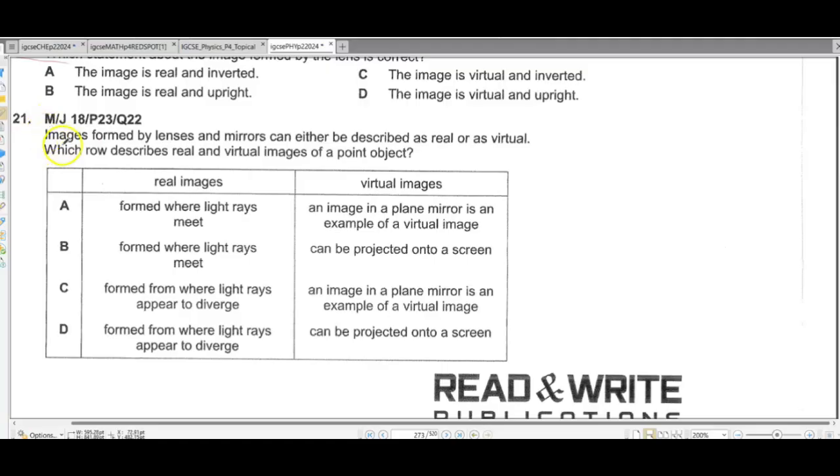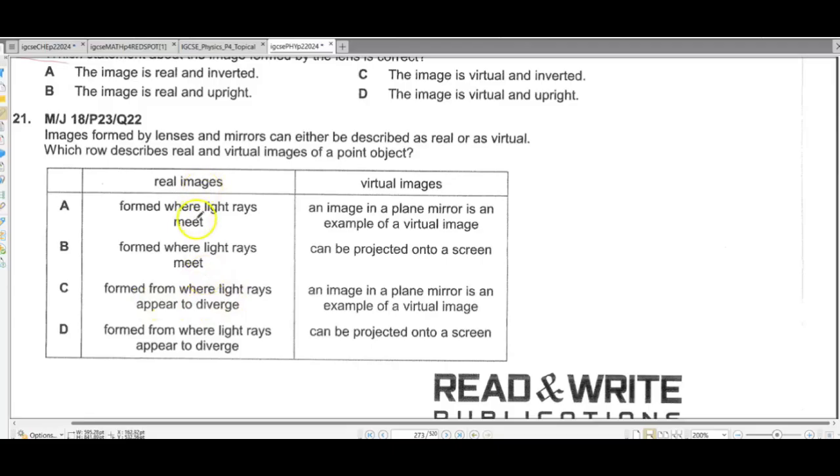Question number 21. Images formed by lenses and mirrors can either be described as real or as virtual. Which row describes real and virtual images to a point object? Okay. Real images formed when light rays meet. Okay. And the second option would be formed when light rays appear to diverge.